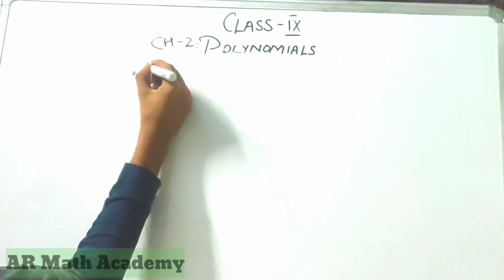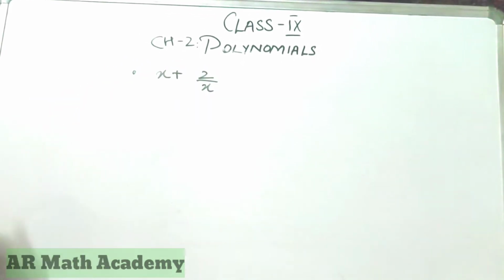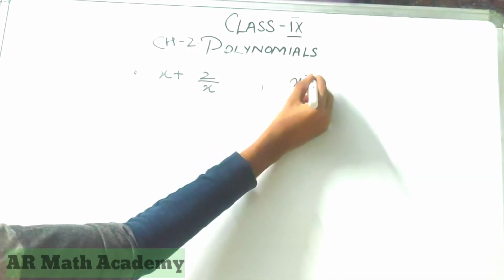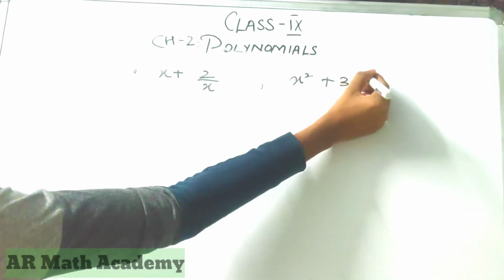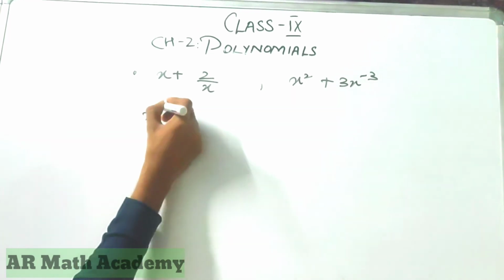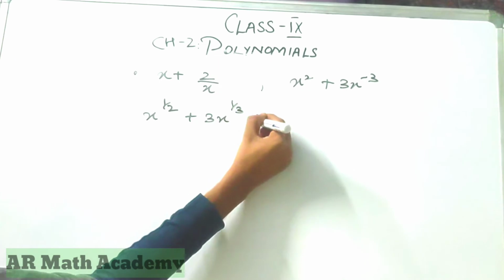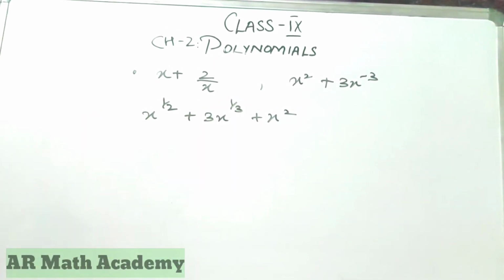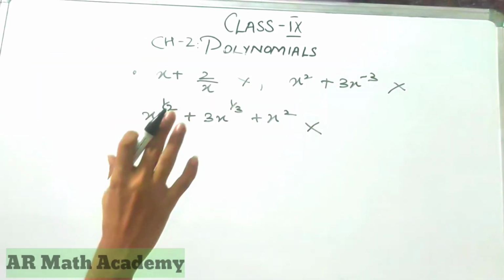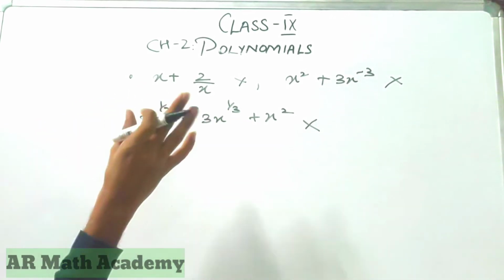So you can ask whether, if I give some equation like this, x plus 2 by x, is this a polynomial? Or another equation like this, x square plus 3x power minus 3, is this a polynomial? And you can also ask questions like this, x power 1 by 2 plus 3x power 1 by 3 plus x square, is this a polynomial? Well, each one of these expressions is not a polynomial. Now, you can wonder why these are not considered polynomials.